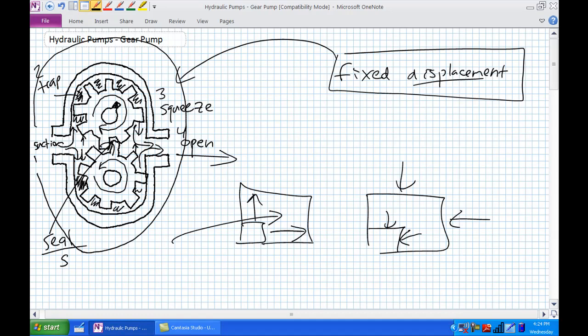Suck, trap, squeeze, open, seal. On and on and on. So those are the five steps I like to use. You can come up with any other mnemonic that helps you remember that.